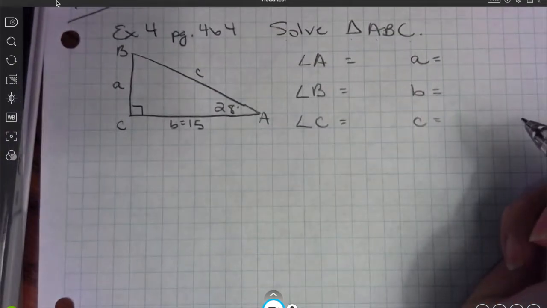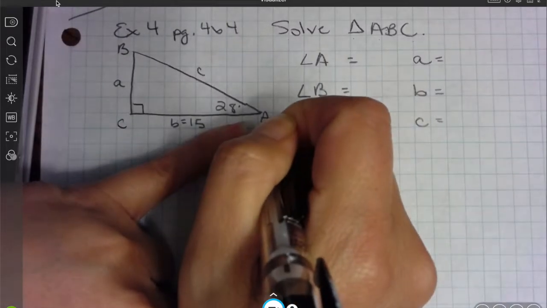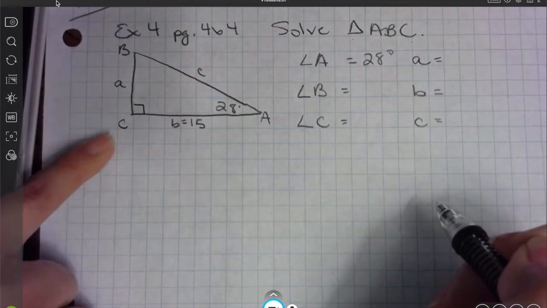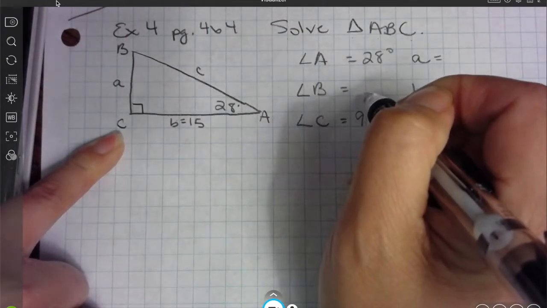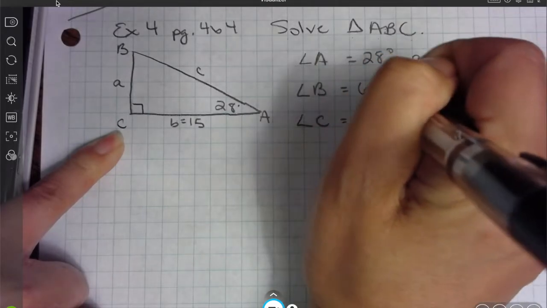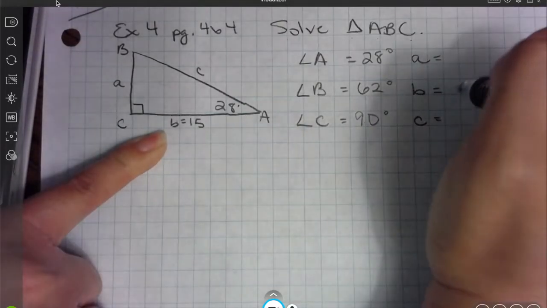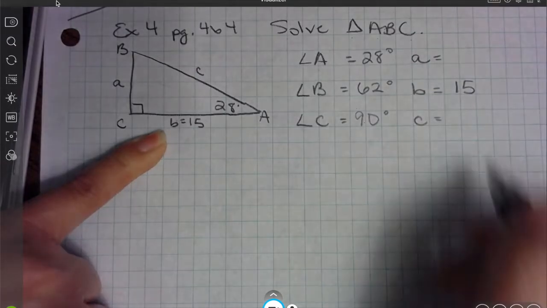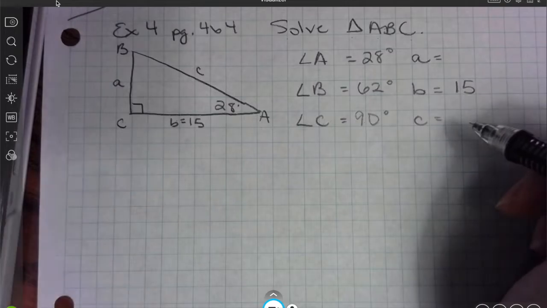Now some of this information we already know. For example, right here, angle A, 28 degrees. Which other angle do we know? Angle C, 90 degrees. And then how do we find angle B? You're going to subtract the 2 and you find out that it's 62 degrees. Now let's do lengths. The one that's given is here, 15 units. Okay, so these are just units, inches, whatever it's going to be. So now we have to find a and c.